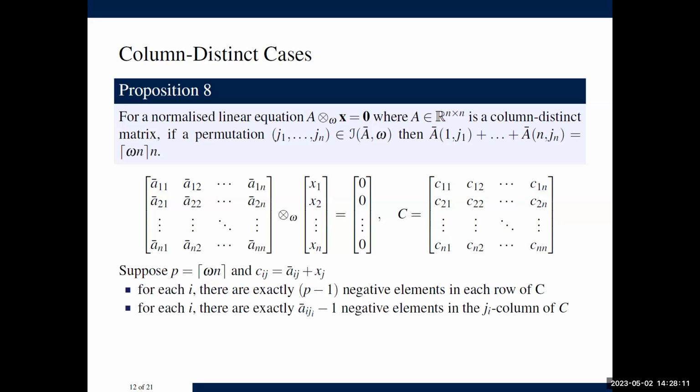Now, remember that in each column of A, they are distinct, and the elements are 1, 2, until N. So there are exactly P minus 1 negative elements with this value. Now, in total, because the tuple here is a permutation, we take the total here. So n times (p minus 1) should be equal to this one. And by simple modification, we can prove this one.